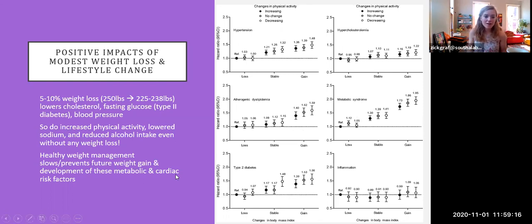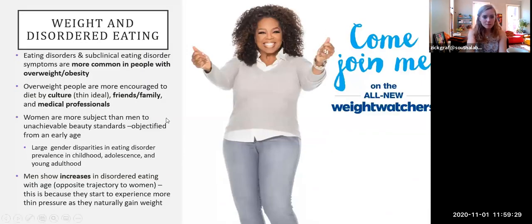So increased physical activity and other changes like lowered sodium, reduced alcohol intake, improve cardiac and metabolic risk factors even without weight loss. But modest weight loss also has a lot of these benefits too. Okay, so getting back to disordered eating.